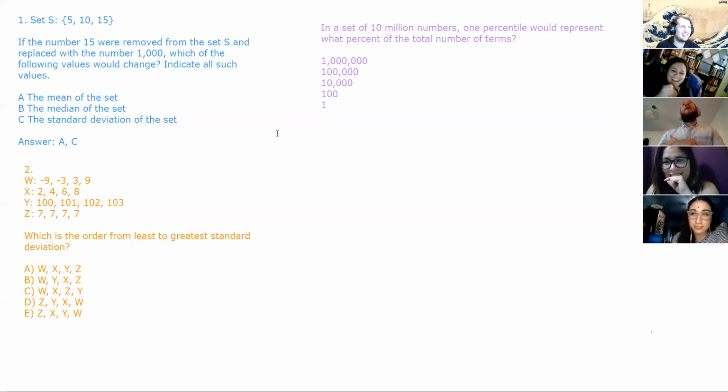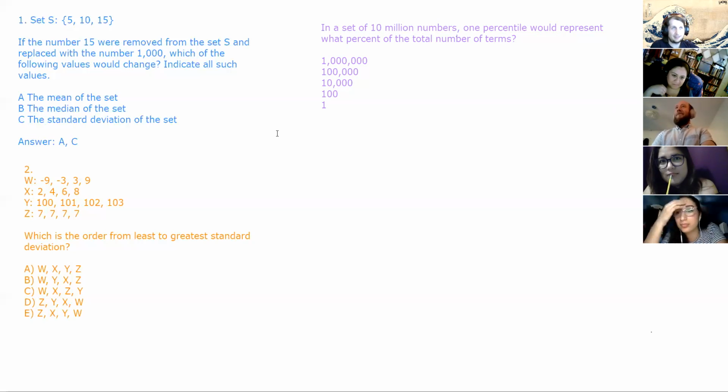I'm gonna read the exact answer, as it's written here. The answer is E. A percentile always represents 1% of a set of data. If the question had asked how many terms 1 percentile represented, that would be a different question with a different answer. So it's the way it's asked that we have to focus on. 1% of the total number of terms would be, as Vanessa pointed out, 100,000. So 1 percentile equals 1%.